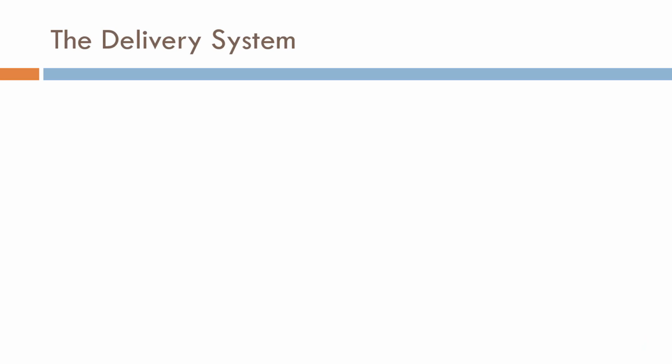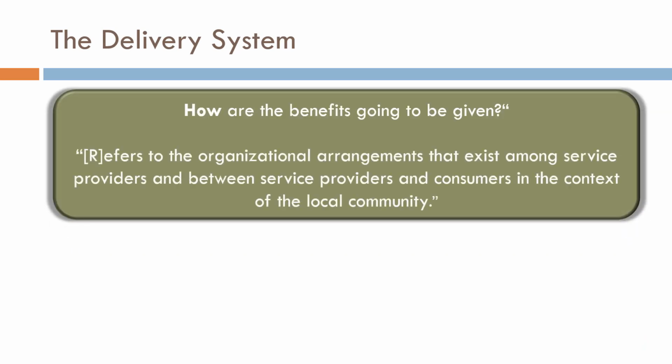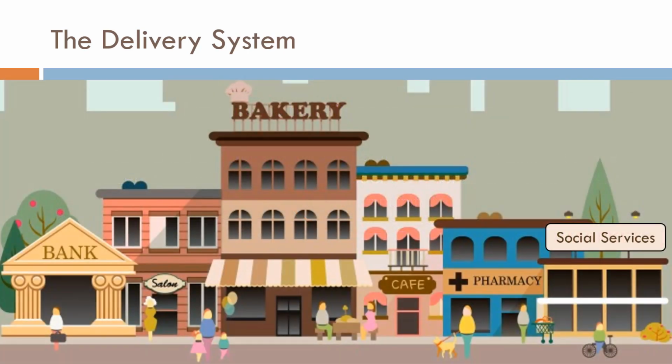So in terms of the delivery system, Gilbert and Terrell note that this refers to the organizational arrangements that exist among service providers and between service providers and consumers in the context of the local community. The local community is chosen because that is where we have the intersection of the community and the client that is receiving services. So in other words, services are usually provided in some sort of community context.